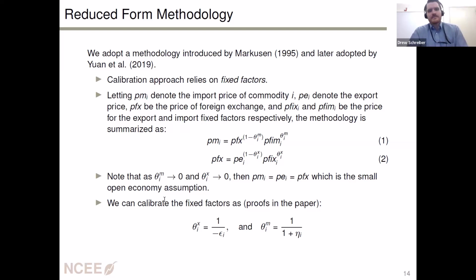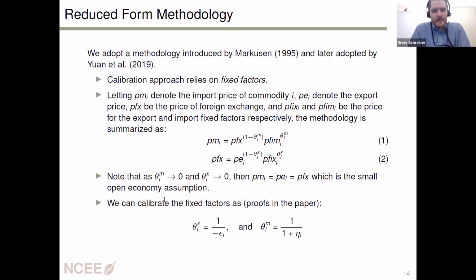So just to formalize what we're doing, let PM sub I denote the import price of commodity I, PE sub I denote the export price, PFX is the price of foreign exchange, which is usually how this small open economy assumption is operationalized. And then we add these two extra prices associated with fixed factors, P fix sub I and P fim sub I, one related to exports and one related to imports. And then we can define a price equation for the price of imports and price of exports, listed here in equation 1 and 2.